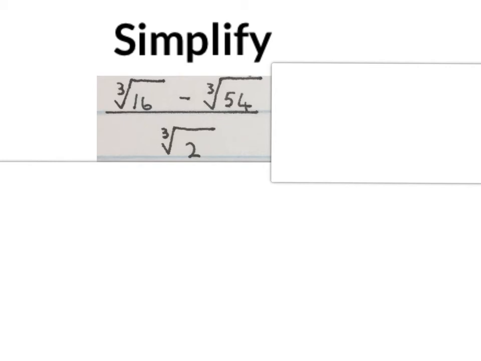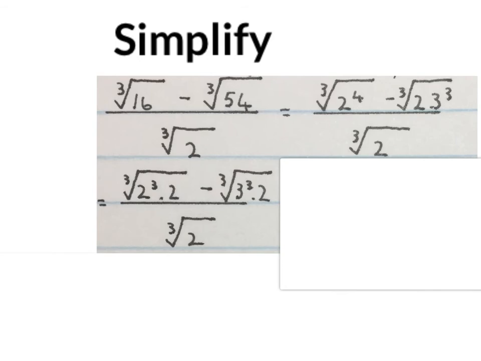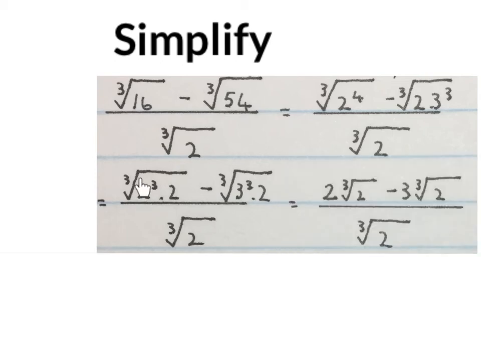Last one for this video. It says simplify this expression. Firstly, I prime factorize everything underneath the cube roots. Then I arrange them in handleable factors. Now, 2 cubed can come out from under the cube root. 3 cubed can come out from under the cube root. And this one can just wait.